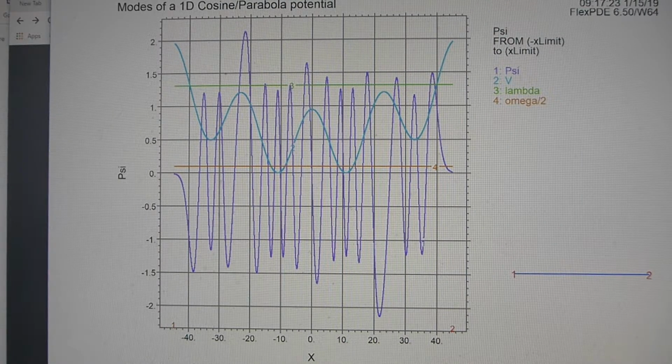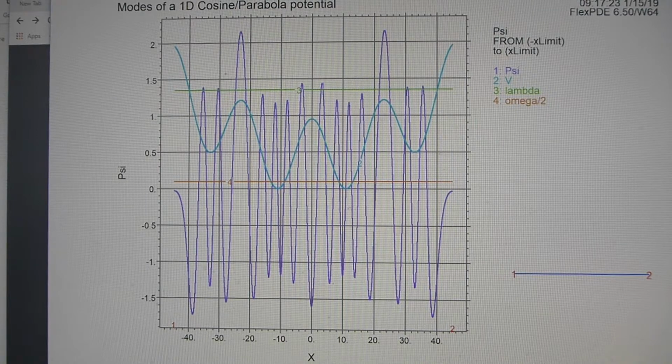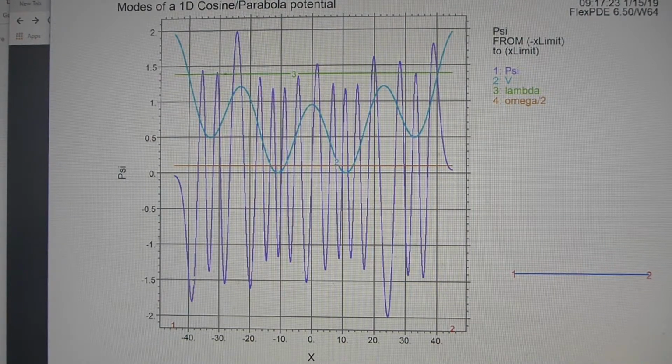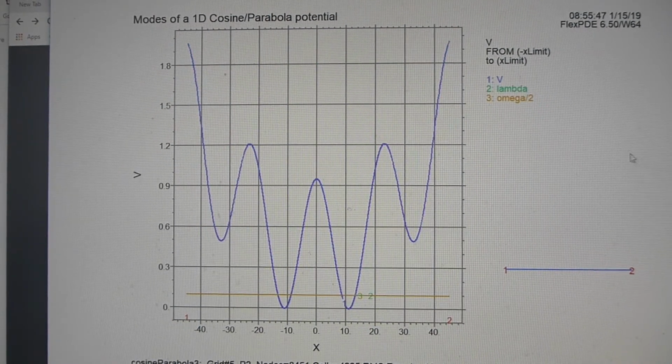Now we have an even higher result for the mode energy, as you can see from the green line, and again pretty much fully populated in both the outer and the inner potential wells. More of the same. That was it for that.